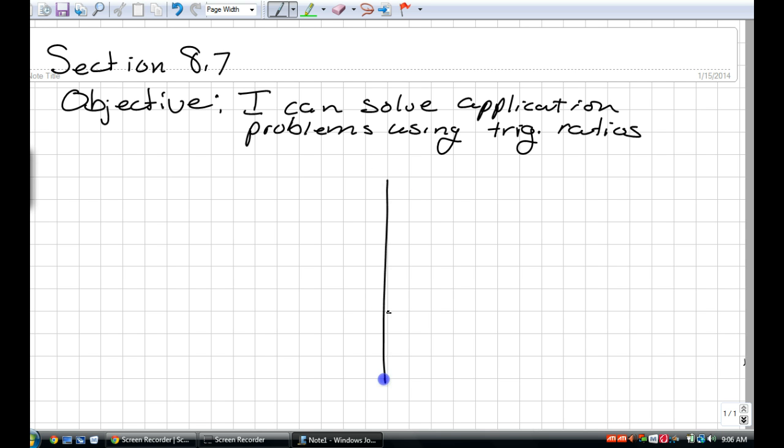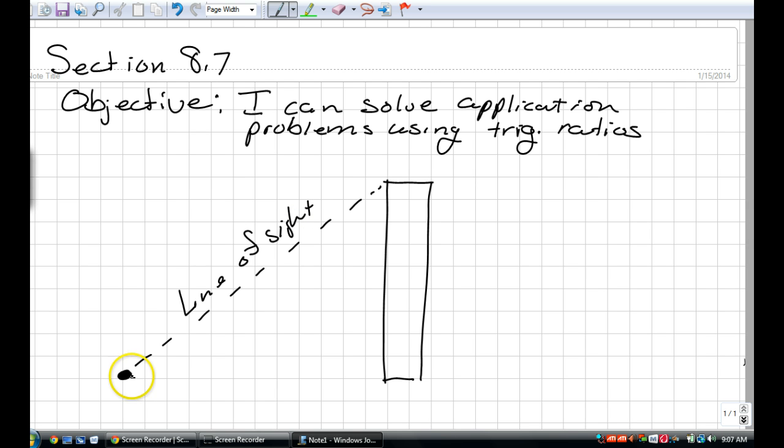So remember that, let's say this is a building, and this is a person looking up at the top of the building. So we'll call this the line of sight. And then there is a horizontal line that is even with the bottom of the building. So the angle formed by the line of sight and the horizontal is called the angle of elevation because the person is looking up.